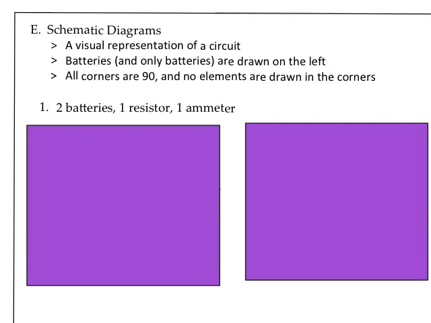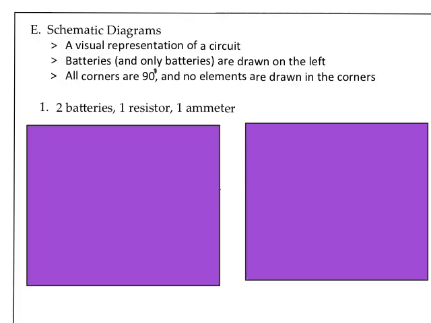So now that you've been learning the schematic diagram symbols for different components to a circuit, we're going to put all of those together. And I've got a few rules for you when you draw an entire schematic diagram for a whole circuit. It is a visual representation of that circuit using the symbols. Batteries and only batteries are going to be drawn on the left-hand side, and we're going to make the circuit into a boxy shape. So all the corners are going to be 90 degrees and no elements are drawn in the corners. So I have an example for you.